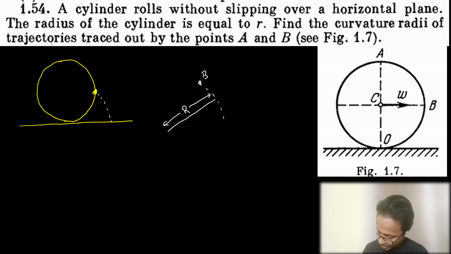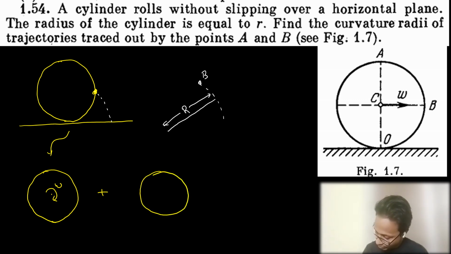See, this rolling motion can be converted into a combination of rotating motion with omega plus a combination of translational motion with velocity v. So at point B, what is the total velocity?